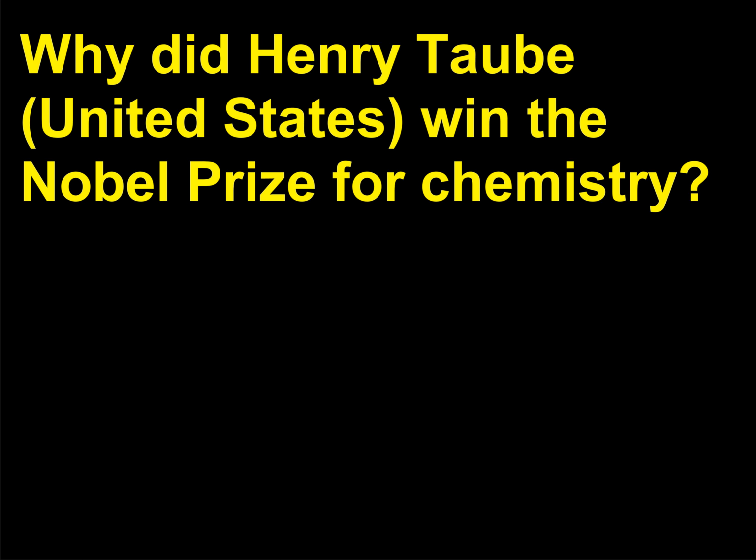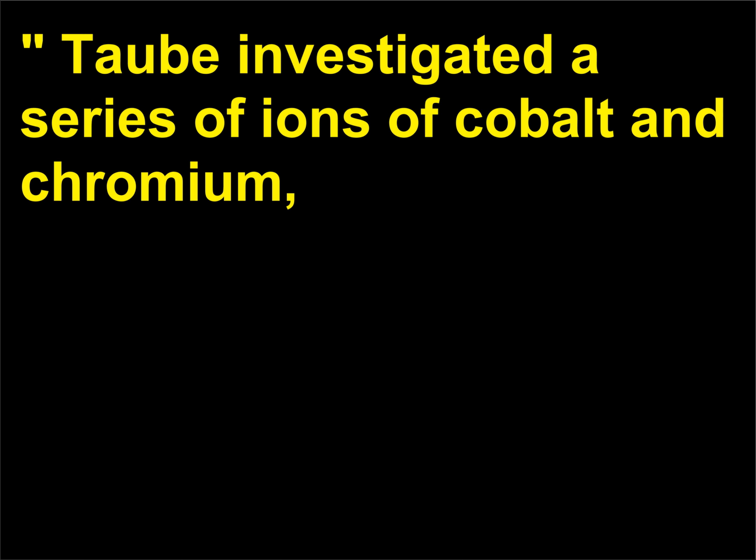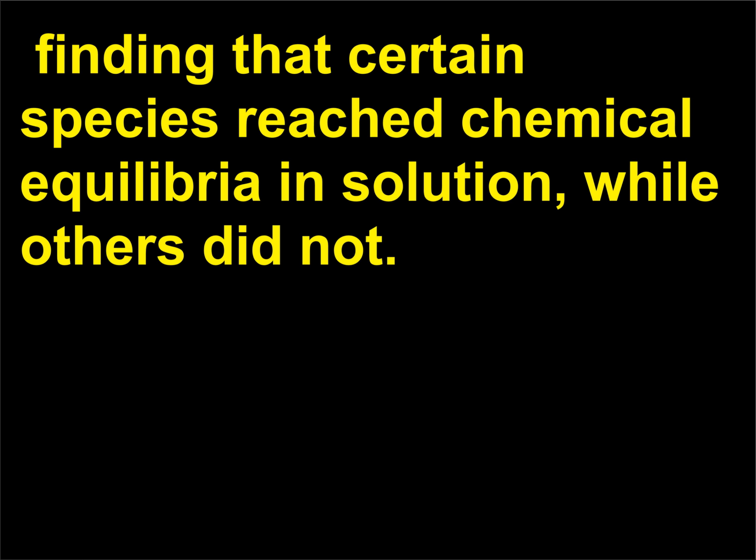Why did Henry Taube, United States, win the Nobel Prize for Chemistry? For his work on the mechanisms of electron transfer reactions, especially in metal complexes. Taube investigated a series of ions of cobalt and chromium, finding that certain species reached chemical equilibria in solution, while others did not.